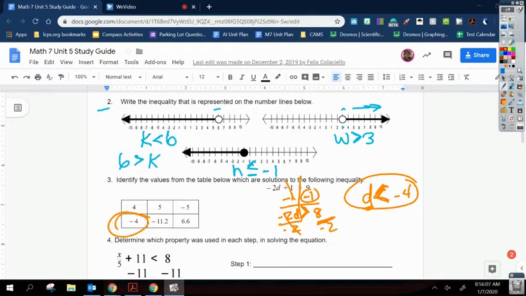The most common wrong answer is to circle negative 4. That is not an answer. I know you see negative 4, but negative 4 is not the right answer in this case. Negative 4 isn't smaller than negative 4, so that's wrong. 4 is also not smaller than negative 4, neither is 5. What is smaller than negative 4? Negative 5 is smaller, and negative 11.2 is smaller. On the SOL, you'll need to circle those two and only those two in order to get question 3 correct.